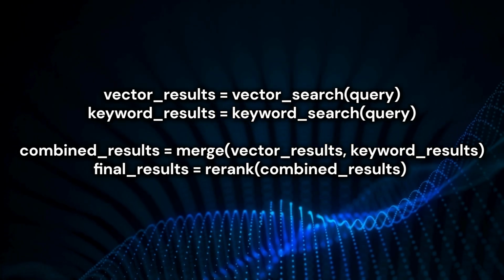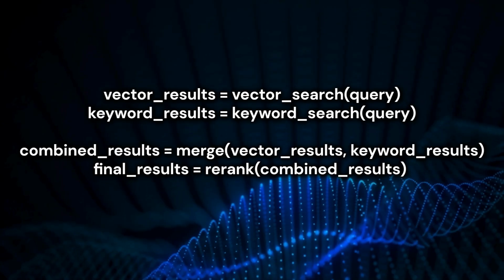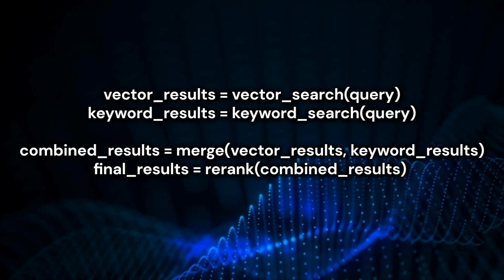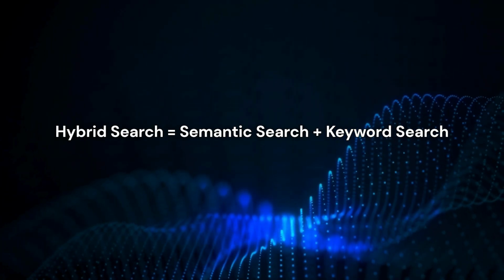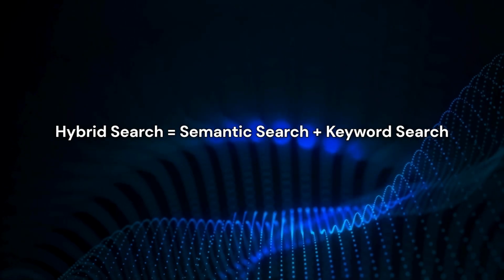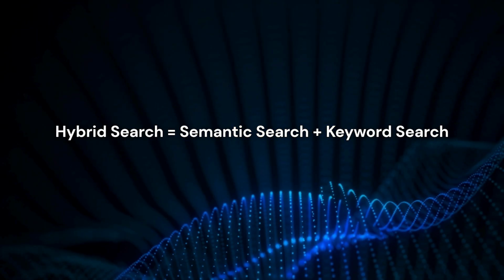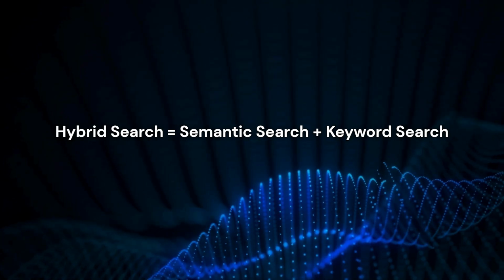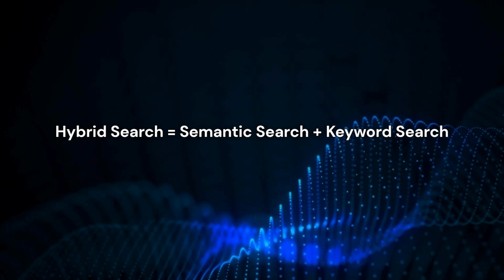Vector search understands meaning. It knows the battery drain issue and overheating problem are similar even if the words are different. Keyword search understands exact words. It directly matches terms like refund policy or battery issue. So when we combine both, we get strong retrieval because we cover both meaning and exact matching. Then we apply re-ranking, which ensures the most relevant documents come at the top.